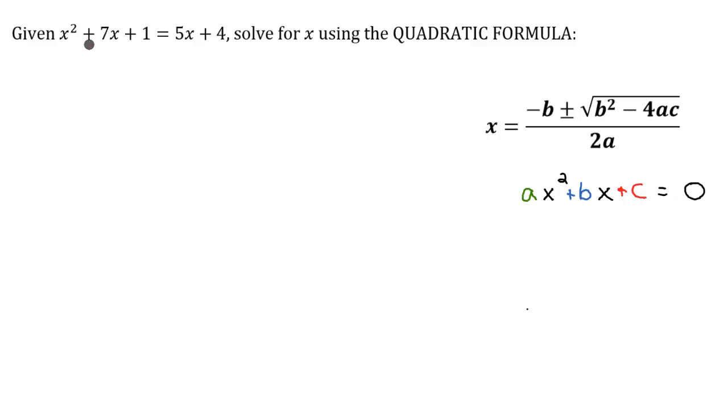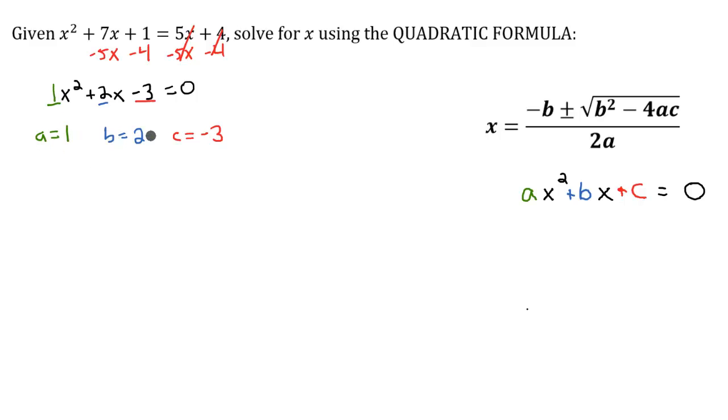Our next question, we're given a quadratic equation, and we need to solve it using a quadratic formula. So first we need to set it equal to 0. That means we have to take away 5x, and we have to take away this 4. So there we go. That 5x goes away. This 4 goes away as well. And we're left with the equation set equal to 0, and we have an x squared plus 2x minus 3 on the left side. Then you call out your A, B, and C values.